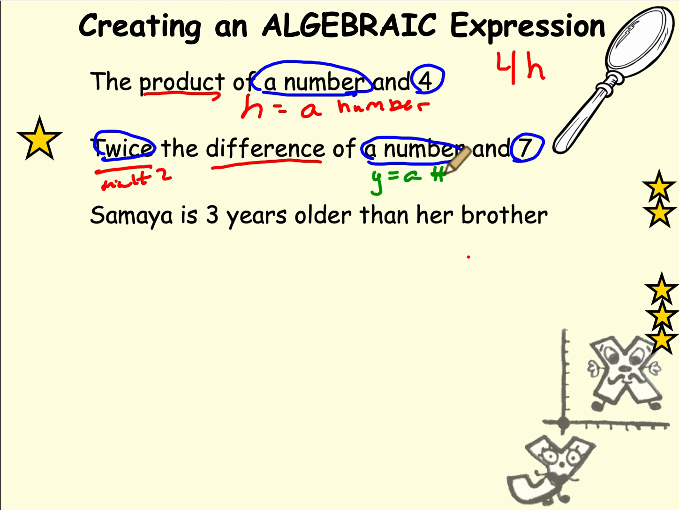Okay, so it says I need to multiply 2 by the difference, and remember we just talked about this, of a number and 7. So a number and 7. But remember, I don't want to multiply 2 by the number. I want to multiply 2 by the difference.